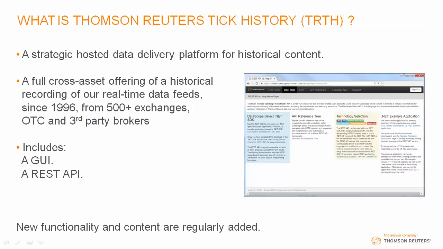Thomson Reuters Tech History, or TRTH for short, is a hosted delivery platform for historical cross-asset financial data. Data can be extracted using its graphical user interface, using HTTPS. But everything can also be done using only the REST API. TRTH is a mature but constantly evolving product with regular updates to adapt to evolving content and delivery requirements in the marketplace.